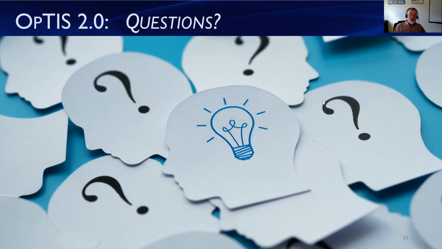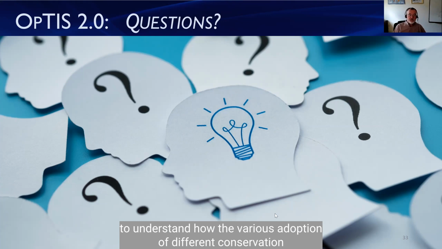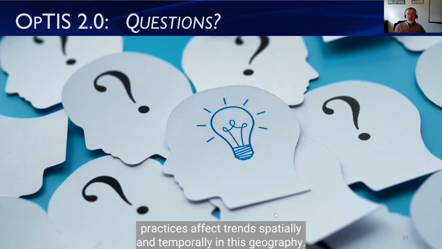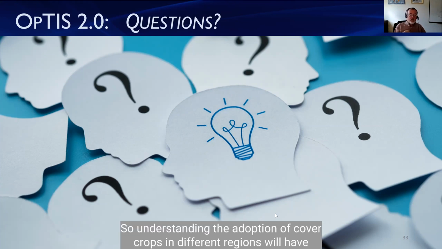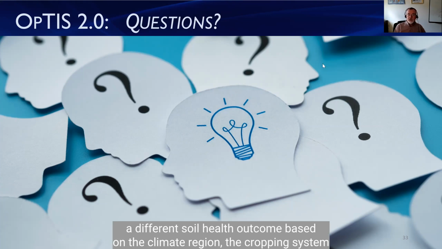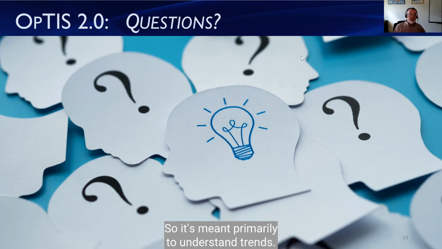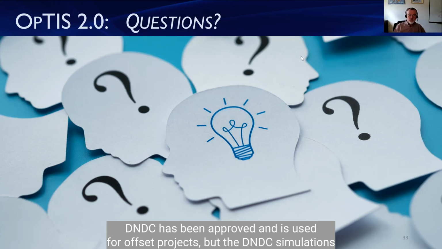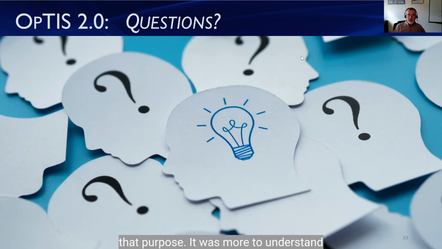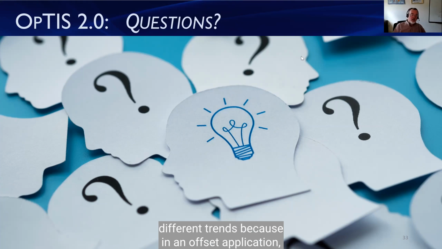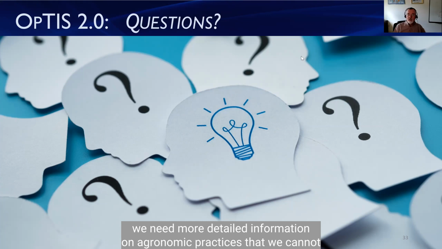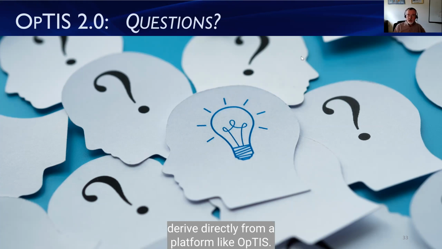So the objective here is really to understand how the various adoption of different conservation practices affect trends spatially and temporally in this geography. So understanding the adoption of cover crops in different regions will have a different soil health outcome based on the climate region, the cropping system being implemented on, and the actual soils where the cover crop is being implemented. So it's meant primarily to understand trends. Now, on the question regarding DNDC output offset quality, DNDC has been approved and is used for offset projects, but the DNDC simulations for this project were not intended to serve that purpose. It was more just to understand different trends, because in an offset application, we need more detailed information on agronomic practices that we cannot derive directly from a platform like OpTIS.